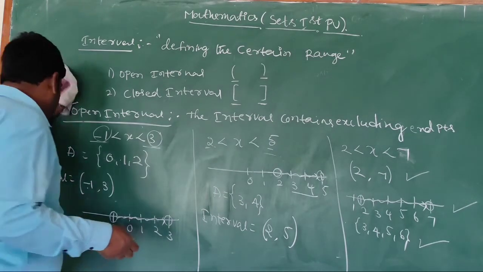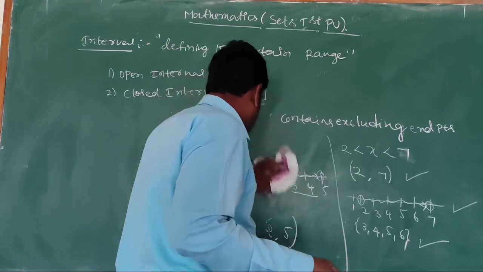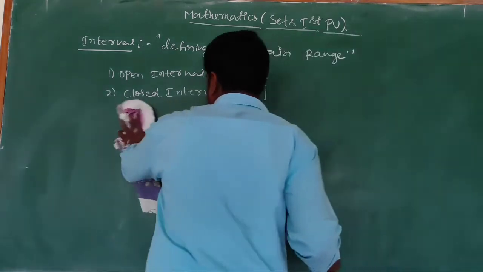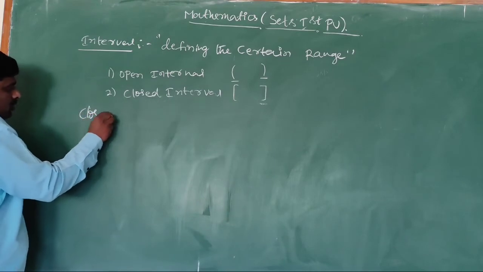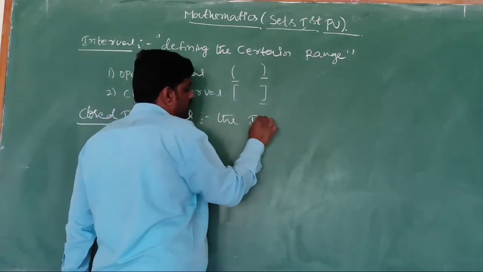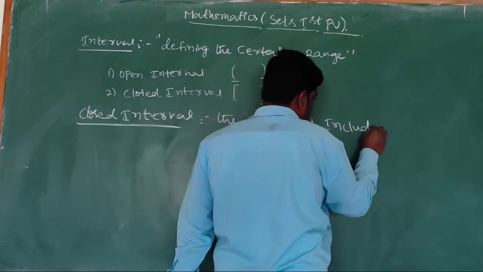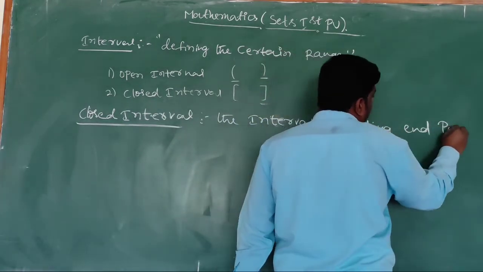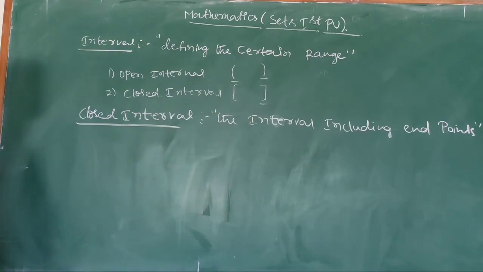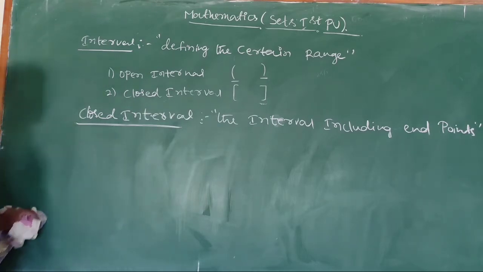Next, closed interval. The interval including endpoints is called closed interval. Okay, so 1 mark question or 2 mark question will come for this interval. Okay, so closed interval means the interval including endpoints, that is called closed interval.